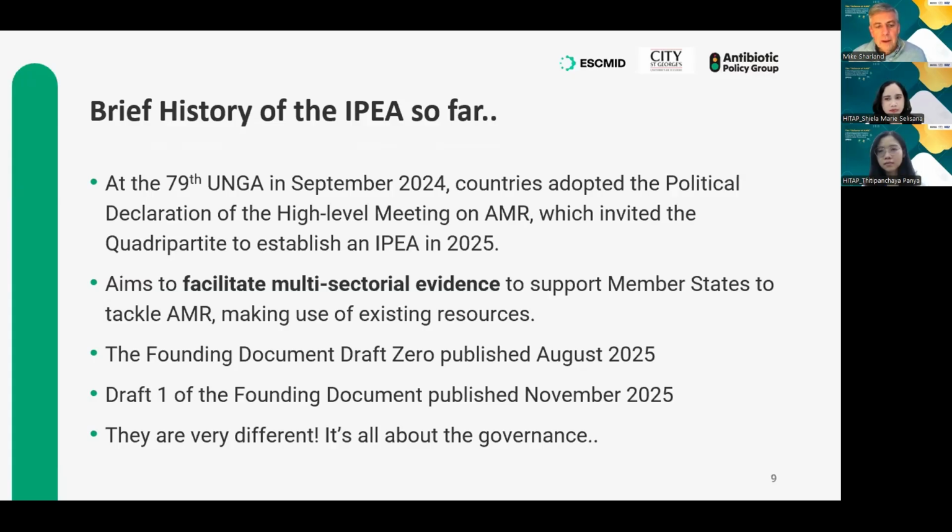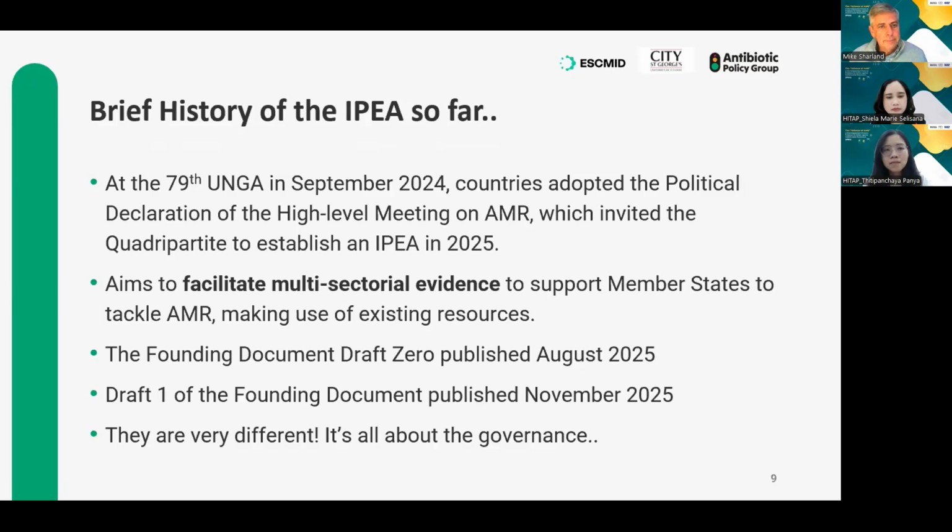So like all of the organizations, you have to have what are you doing? So there's a founding document, a draft 0 was published in August 2025. And more recently, there was another document about how the panel should be organized. And actually, these have to be agreed by the member states. Member states we're talking about here are governments, sort of the global governments. And the documents that have been published so far about the independent panel are very different. And this is all about the governance.